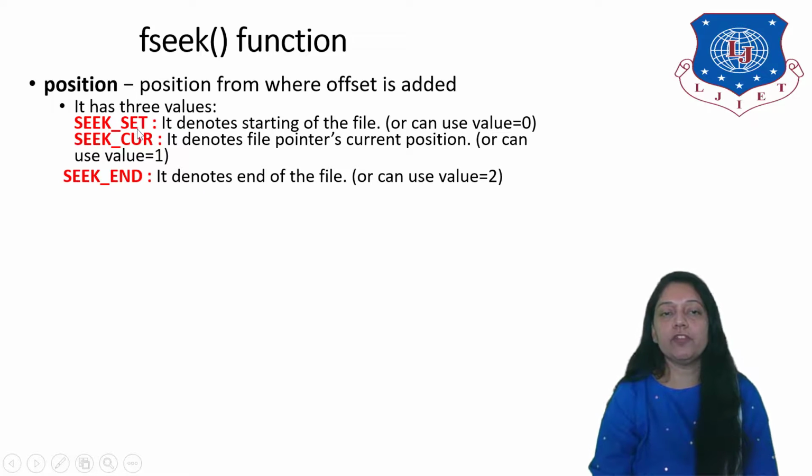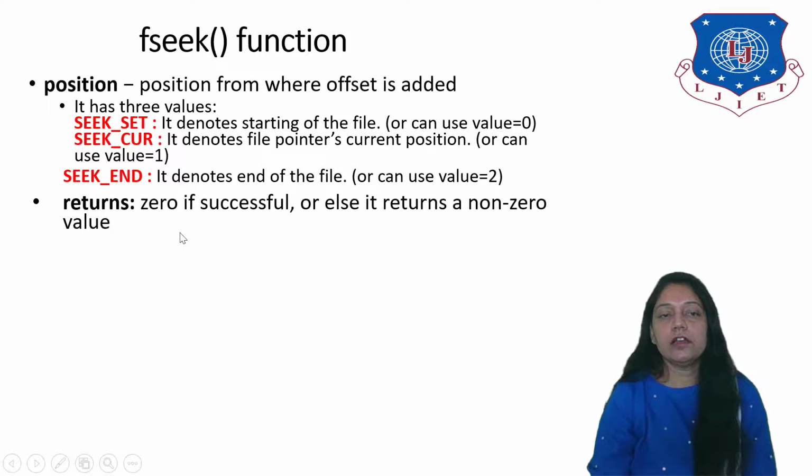Set means the beginning of the file, end means the end of the file, and current means the current location. The file pointer may be in the middle of the file as well. This fseek function is going to return 0 if the file pointer is successfully moved, or else it will return a non-zero value if any error happens.